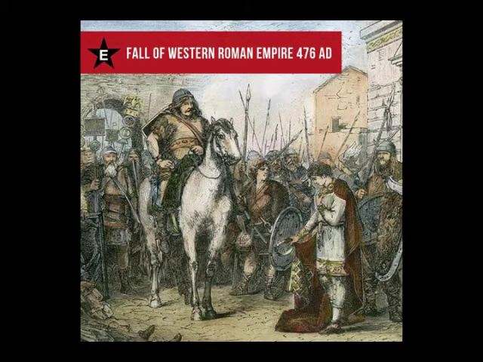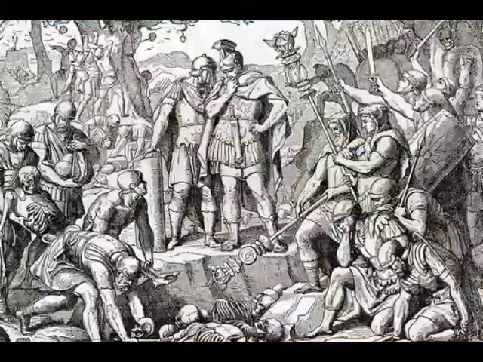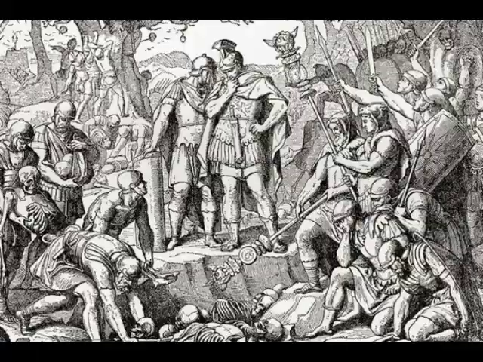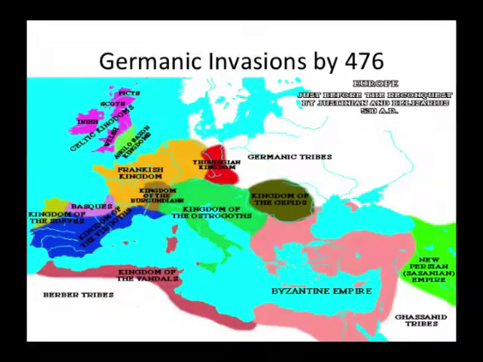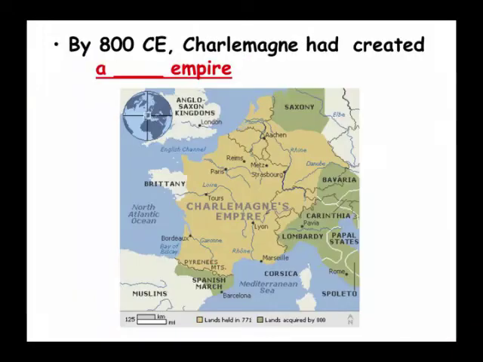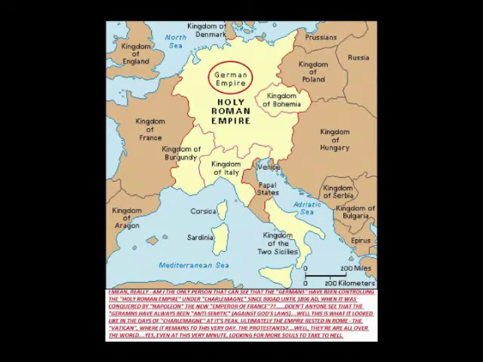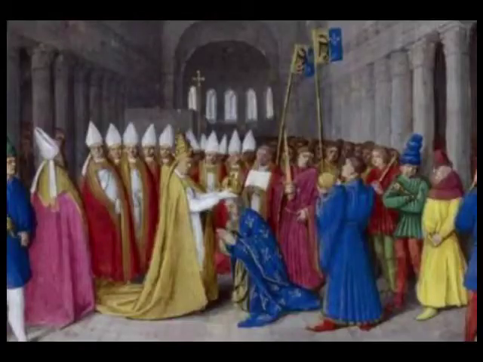Now we'll see the impact of the decline of the Western Roman Empire. With the downfall of the Roman Empire, there was great confusion and it gave rise to a large number of small states. In about 800 CE, Charlemagne founded an empire which included modern France and Germany along with a part of Italy. Charlemagne was crowned the first Holy Roman Emperor by Pope Leo III in the year 800 CE.